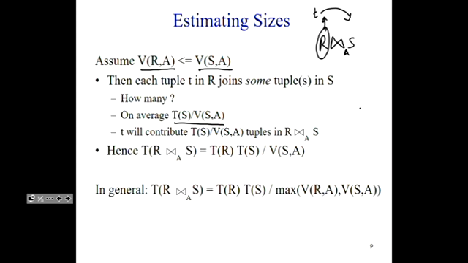Yep. To do these calculations, we put the smaller relation on the left side. Essentially, but I'm asking a simpler question. Let's say that the number of distinct values of R is smaller than the number of distinct values of S. Now, for a tuple in R, how many tuples in S does it join with? My claim is it's T(S) divided by V(S, A). And why is that?